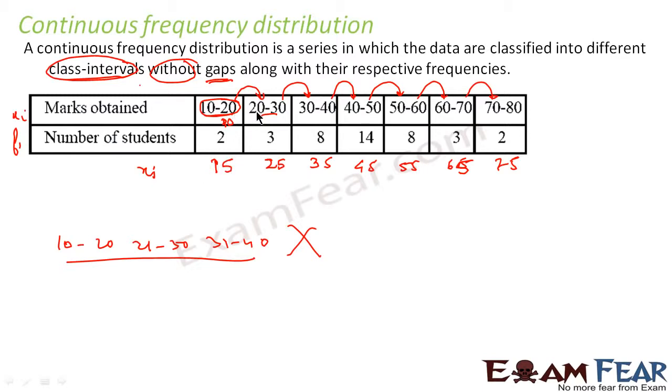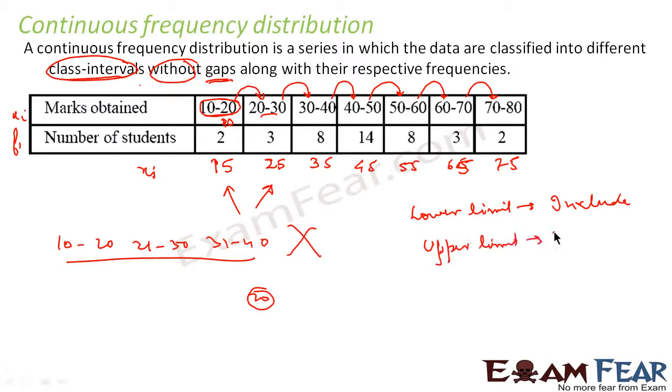Second doubt we can have: if you see, 20 is here also, 20 is here also. So if you have the value 20, which bucket will it be in? It will be in this bucket or this bucket. So the rule here is the lower limit is always included, and the upper limit is always excluded. Let me repeat the rule once again. The lower limit is always included and the upper limit is always excluded.